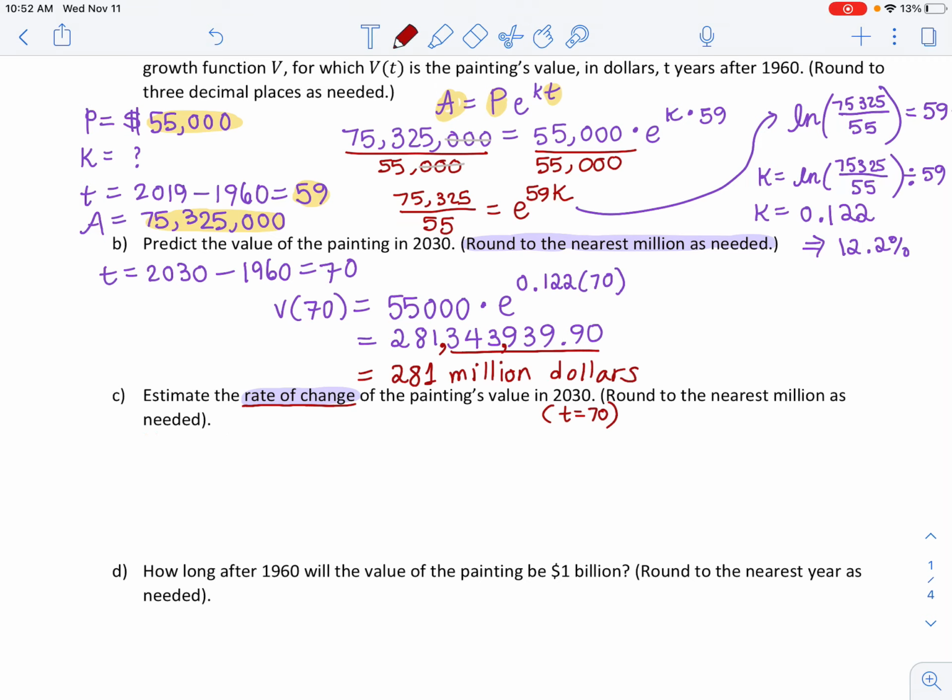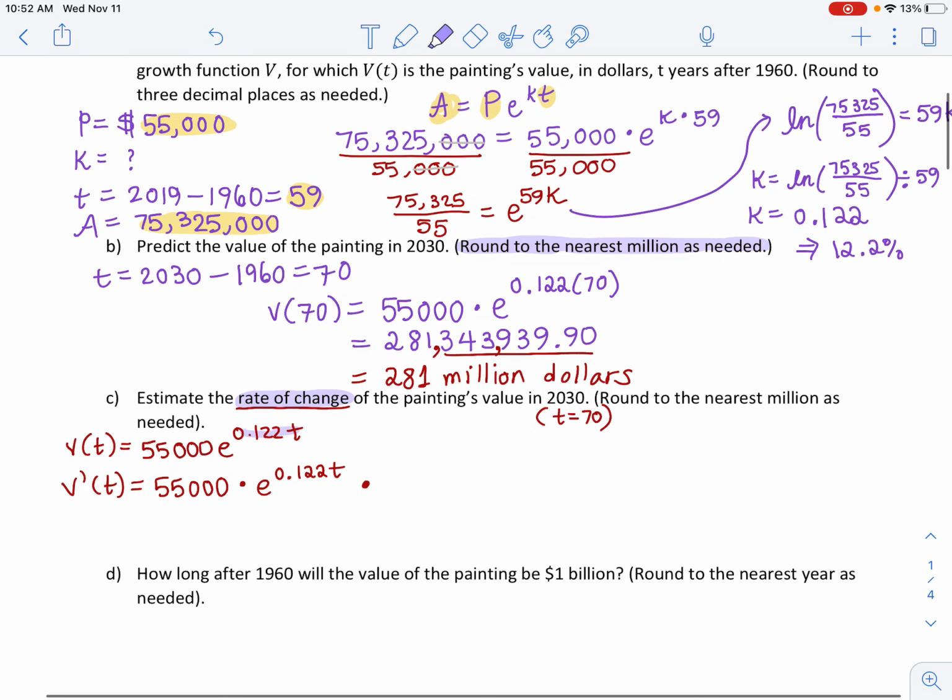Okay, so you know what? Let me go ahead and write down what V of t is first. The function is 55,000 e to the 0.122t. So if I want to find the derivative of that, the 55,000 stays the same. I'm going to multiply this by that e to the 0.122t. But when I take the derivative of this power, we're going to get 0.122. We have to multiply it by that.